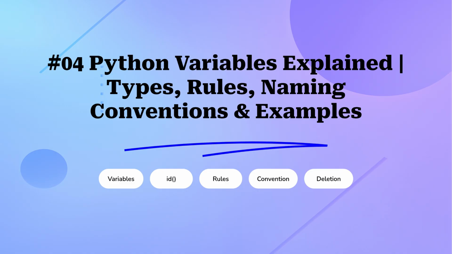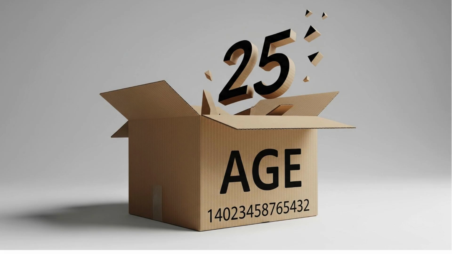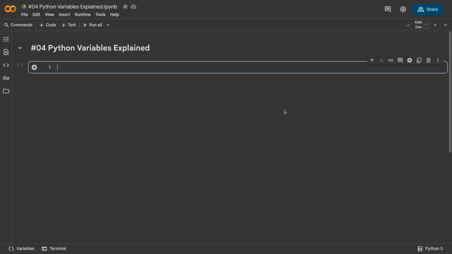The simplest way to think about a variable is as a labeled box or a container in your computer's memory. You can put some data inside this box and give it a name. Whenever you need that data, you just call it by its name. For example, we can create a box, put the number 25 inside it, and label it age. In Python, it looks like this. Here, age is the variable name, equals is the assignment operator, and 25 is the value we are storing.